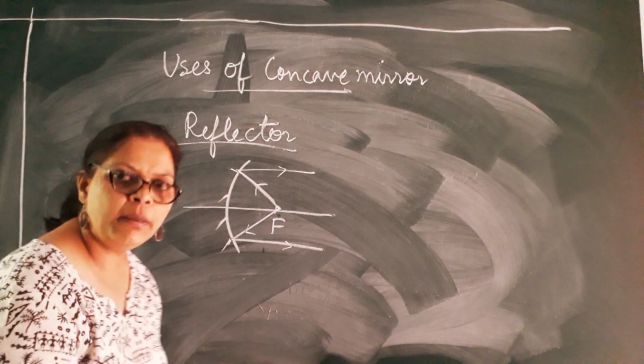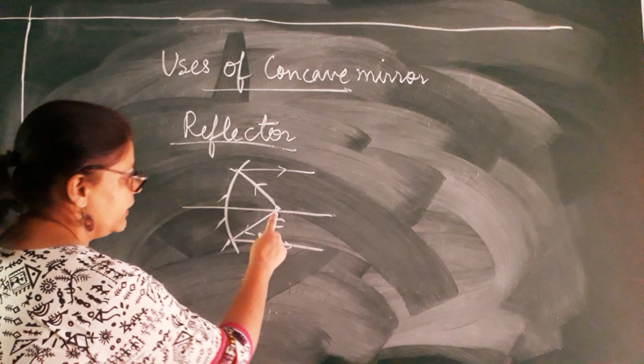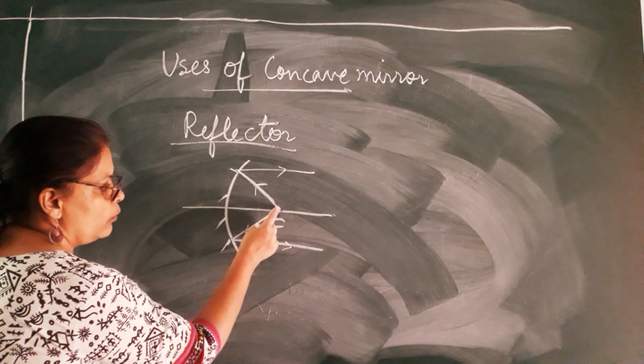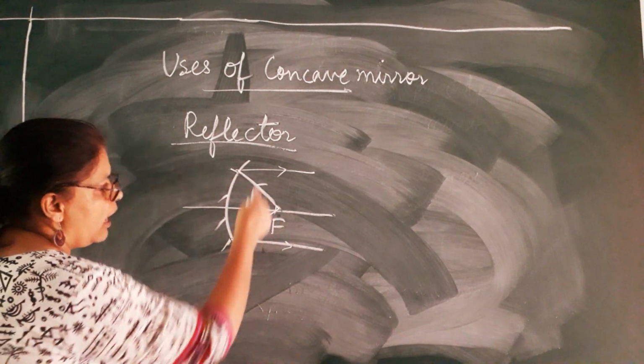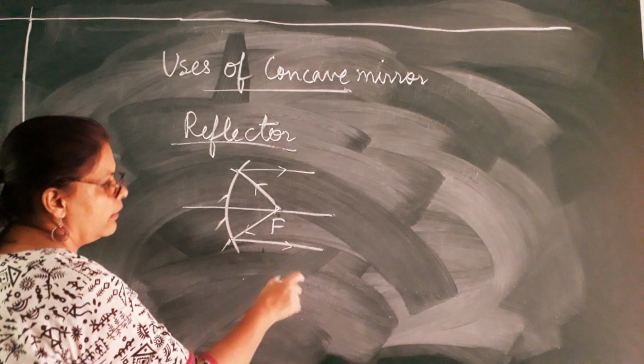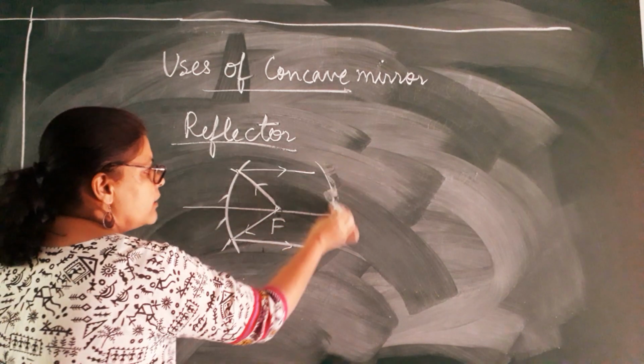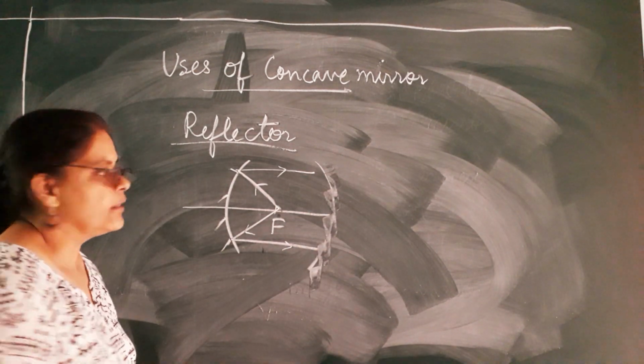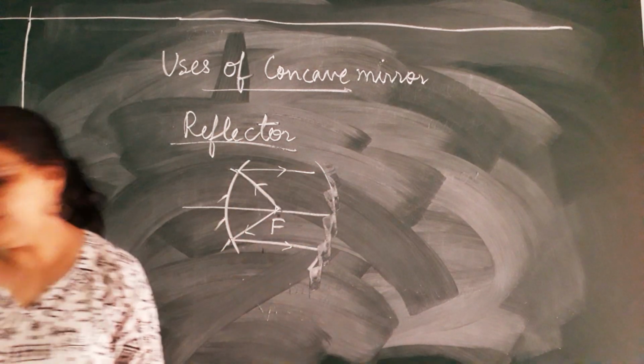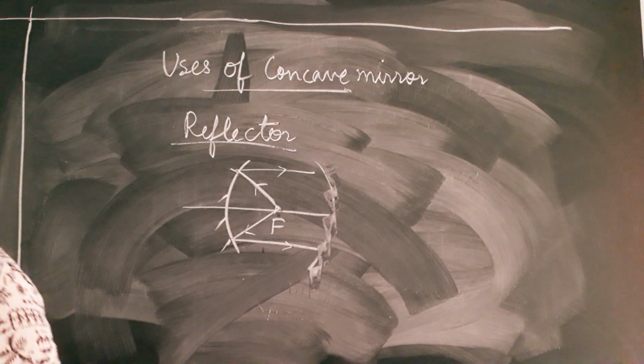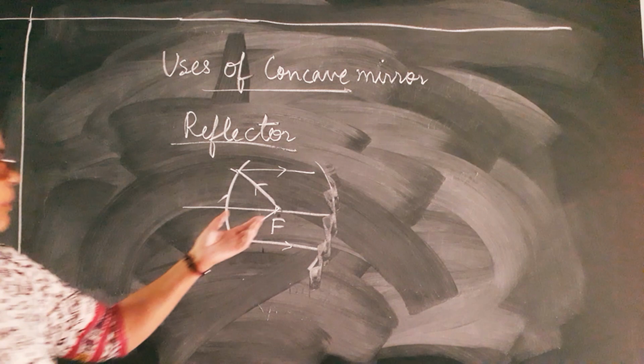The source of light could be a bulb, okay, it is placed at F. The rays of light come out and they strike the concave mirror. After striking the mirror, they become parallel. So they illuminate this bigger surface area, right? So therefore, you can say the reflector use corresponds to the case where the object is placed at F.